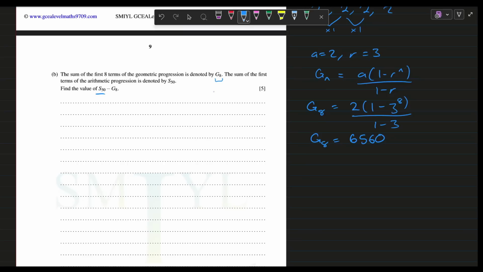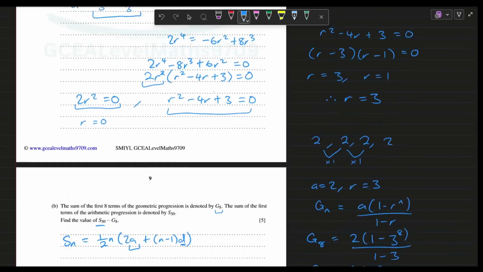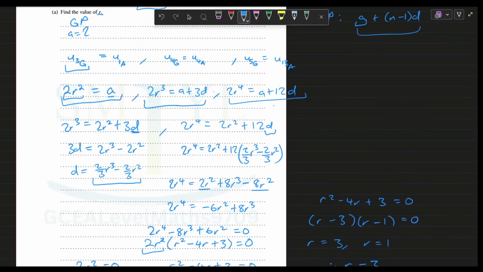So S50, this is for an AP, so we use the formula for the sum of the first n terms of an AP, which is half n times 2a plus n minus 1 d. Okay, so we don't know what a is, we need to find that. We know that we want S50, so n is going to be 50, and then we also need to find our common difference. So going back to part A, we know that a must be equal to 2r squared.